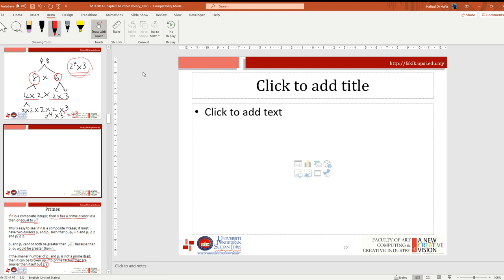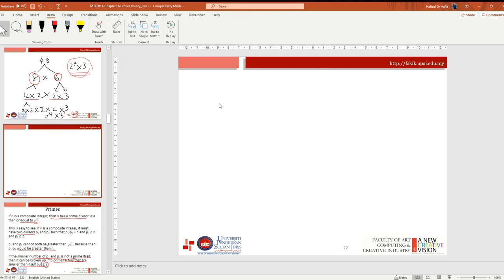Another example, I give you another example. Sometimes we call prime factorization a prime decomposition.